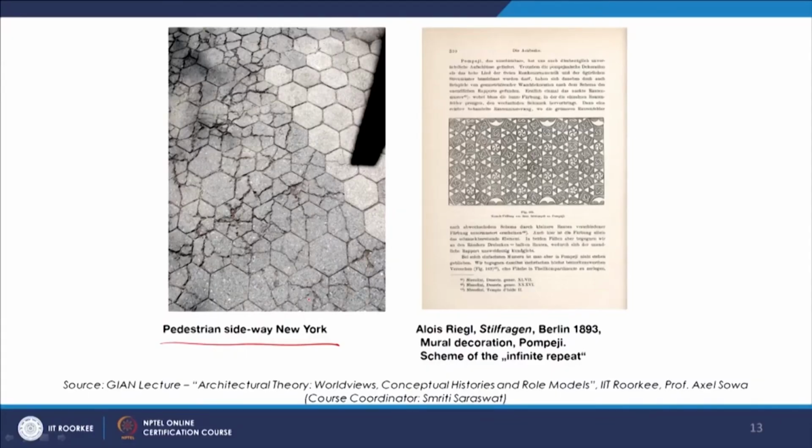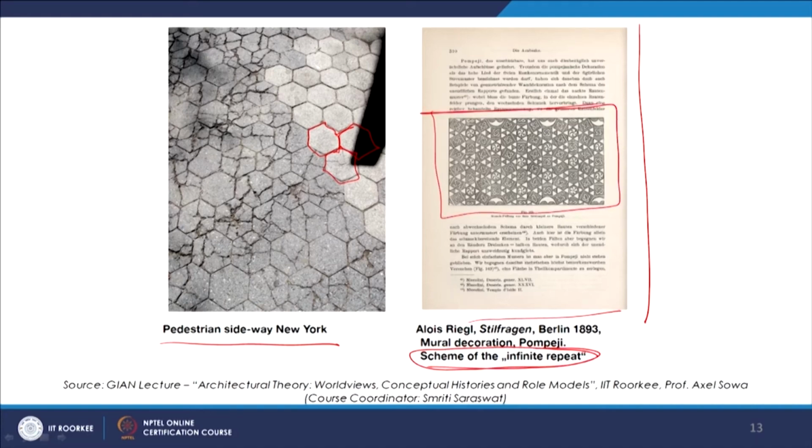Even in simple things like this, a pedestrian sideway in New York, here also what we see is a pattern. But this pattern that we see over here is formed by the repetition and joining of these hexagonal units. Now there is a system in place with which this structure evolves and this pattern is seen over here. And we find these kinds of references in a lot of places. So here what we see is a scheme of infinite repeat which gives this kind of pattern which could go on a flooring or a wall surface or wherever.